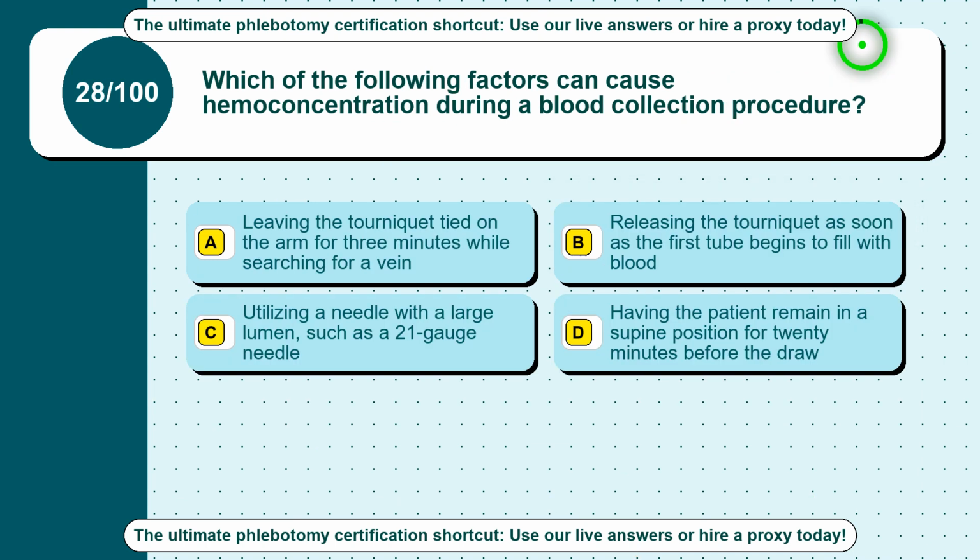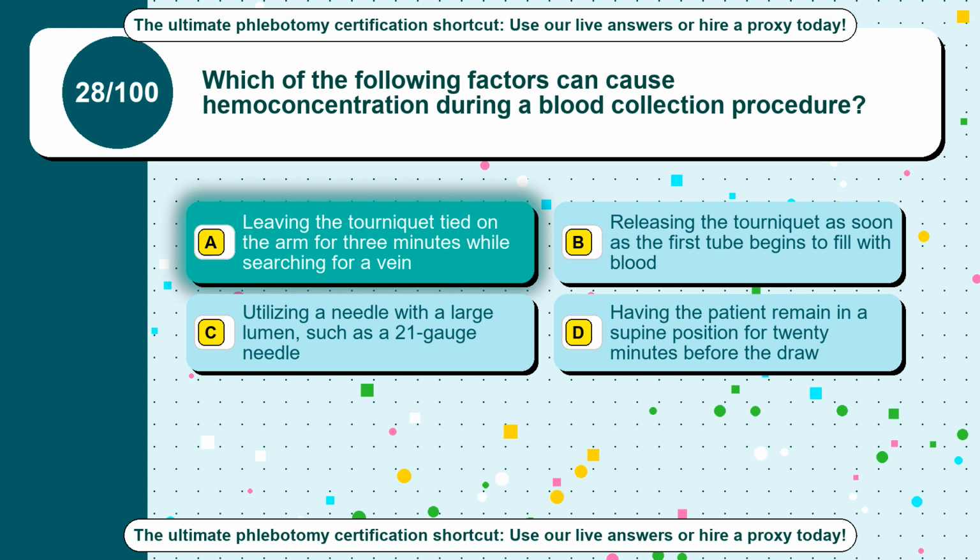Question 28. Which of the following factors can cause hemoconcentration during a blood collection procedure? Option A. Leaving the tourniquet tied on the arm for 3 minutes while searching for a vein. Option B. Releasing the tourniquet as soon as the first tube begins to fill with blood. Option C. Utilizing a needle with a large lumen, such as a 21-gauge needle. Option D. Having the patient remain in a supine position for 20 minutes before the draw.